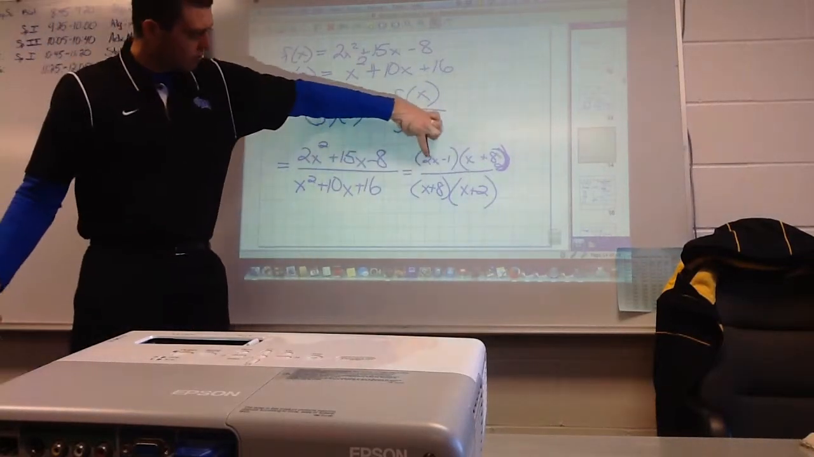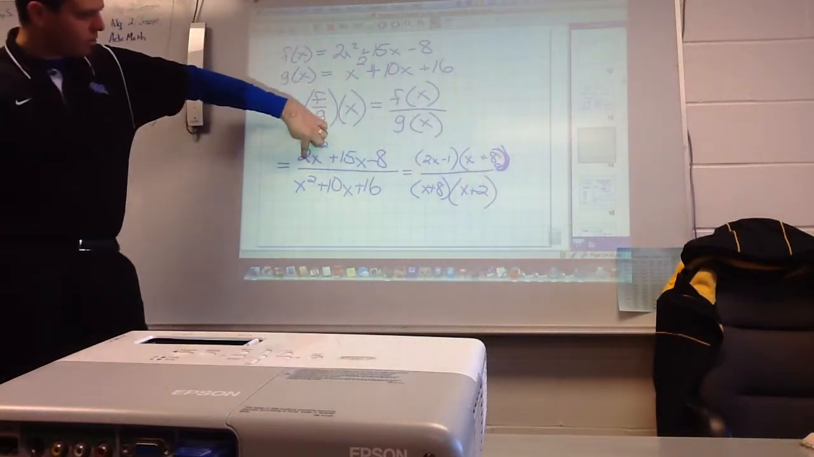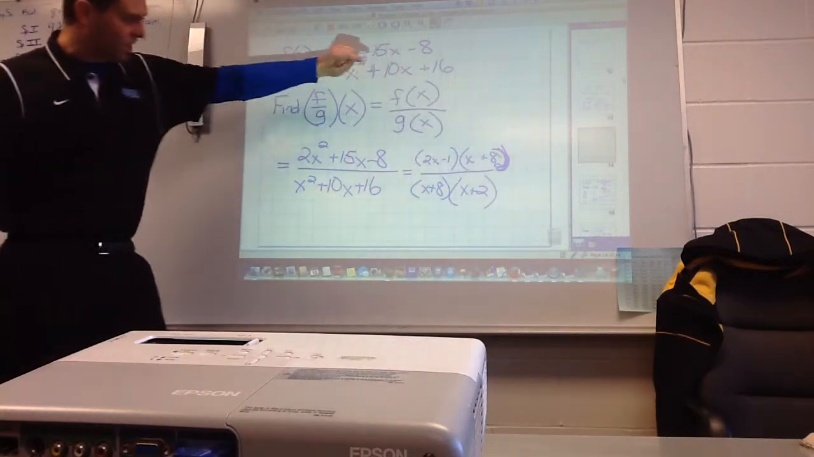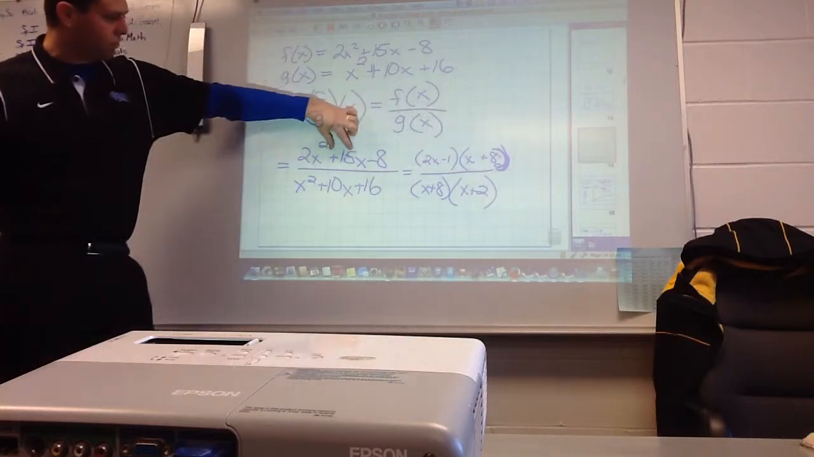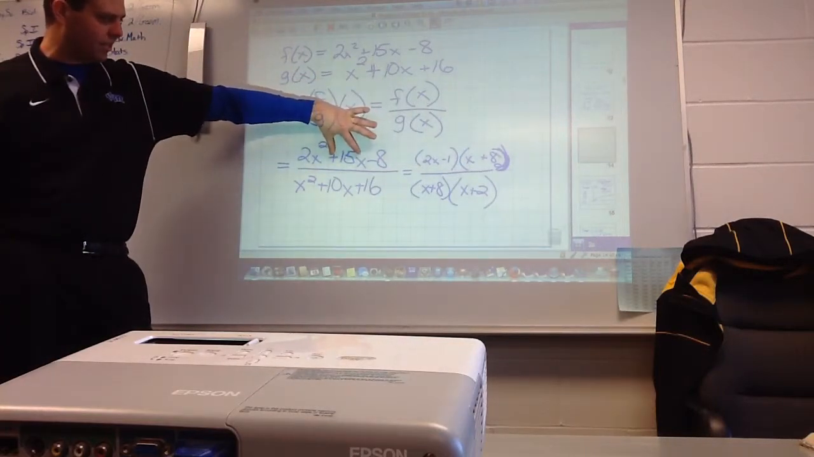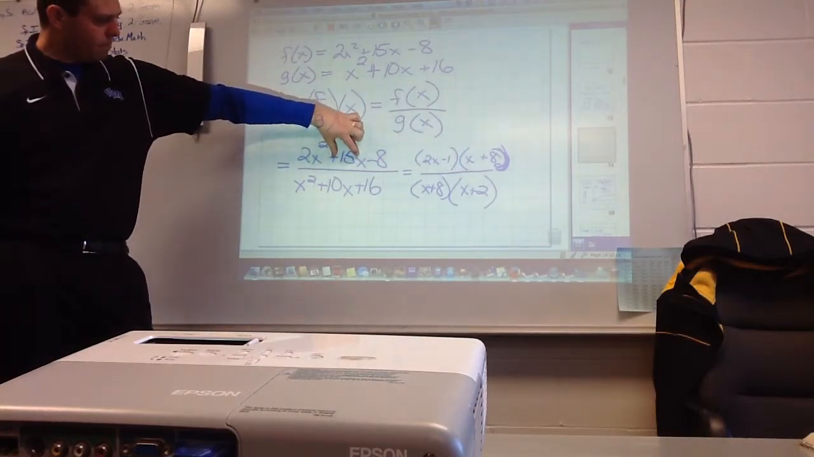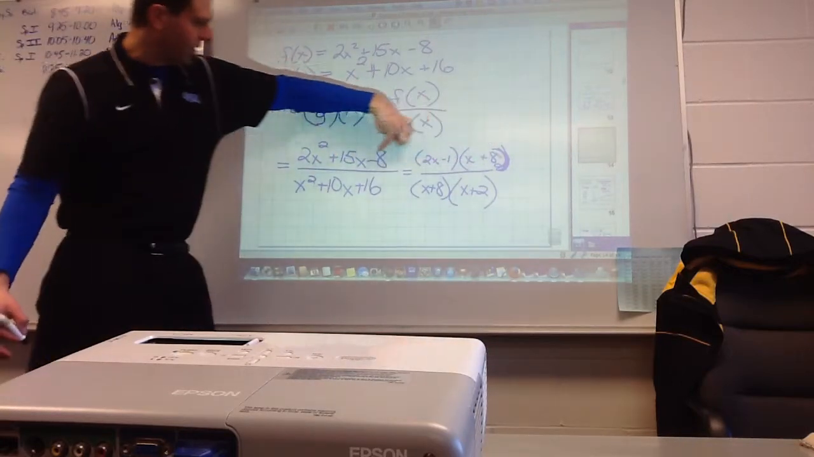But this is correct too, because 2x times x is 2x squared. 2x times 8 would be 16x. Negative 1 times x would be negative 1x. And that positive 16x and the negative 1x make positive 15x. And the negative 1 times 8 gives me my negative 8.